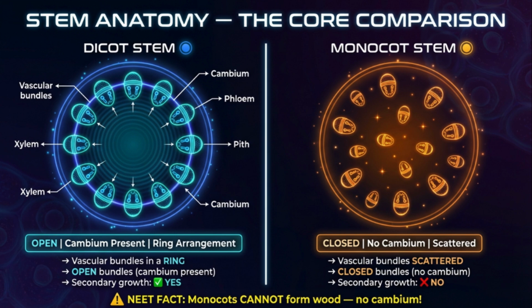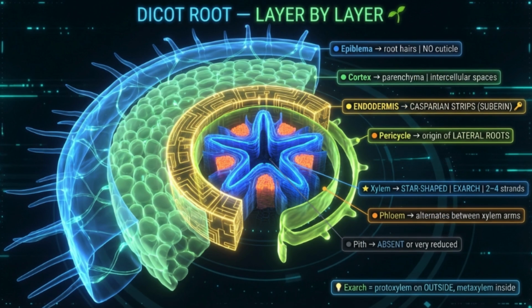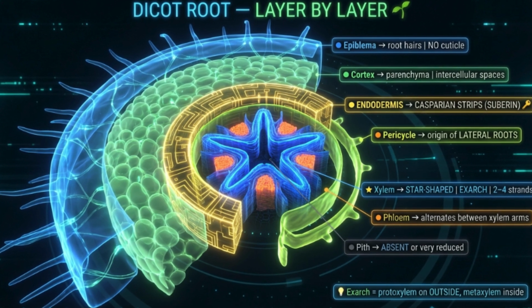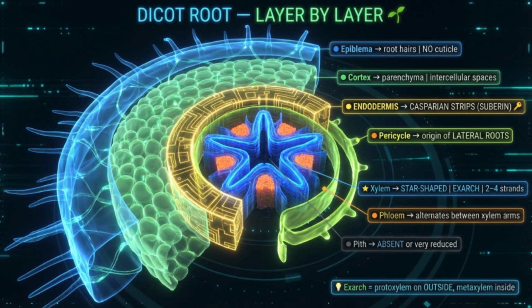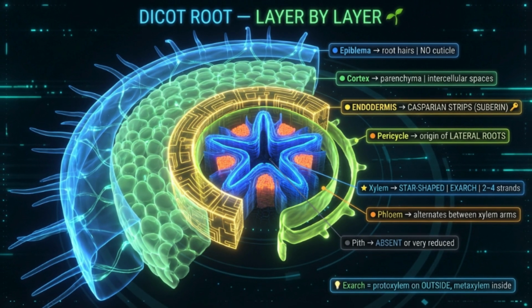That's anatomy at work. This one comparison, open versus closed, ring versus scattered, secondary growth versus no secondary growth, has generated NEET questions year after year. Lock it in. Let's go underground, root anatomy. And we're going layer by layer, from outside to inside, because NEET loves asking about specific layers.